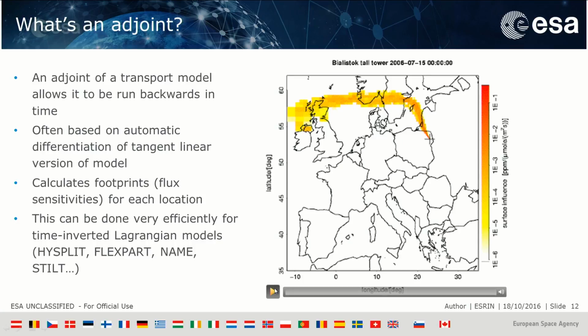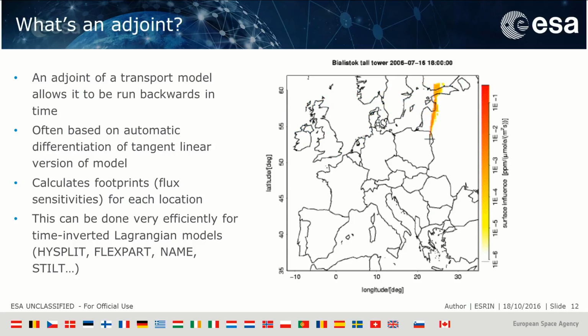So what is an adjoint? I think I can probably play this, just because it gives you something nice to look at. An adjoint of a transport model lets it run backwards in time. Most of these models are written in Fortran, which might scare people who are not used to doing big computations, because everyone's like, what, don't you use Python or something? No, because Fortran's fast. It is really, really fast when you have really, really big number crunching to do. We might have a Python wrapper on it to make a nicer front end, but it's Fortran.